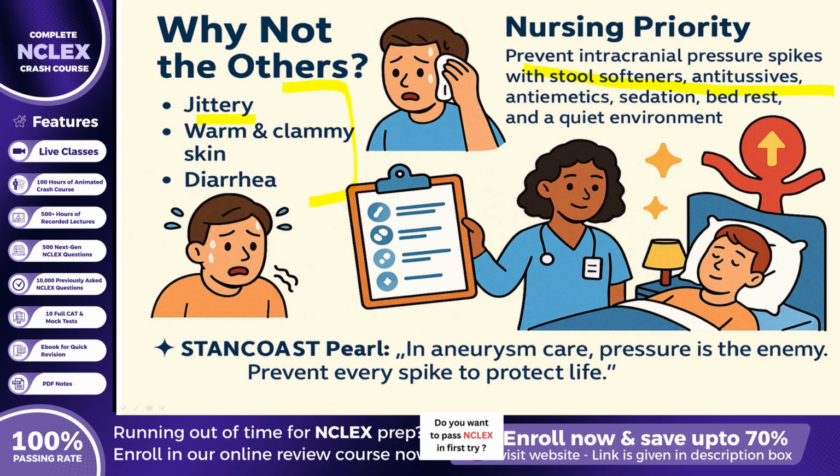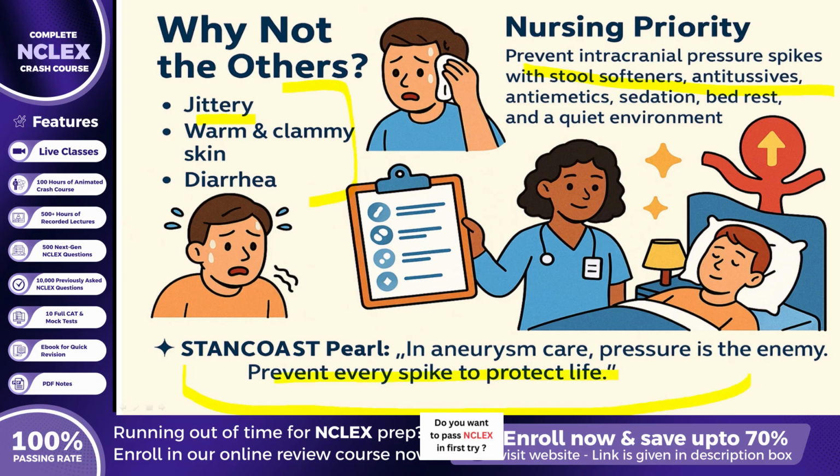In clients with cerebral aneurysms, prevention of rupture is the central nursing goal. This means avoiding all activities that increase intracranial pressure, including coughing, sneezing, vomiting, and straining. Essential nursing measures include administering stool softeners, antitussives, and antiemetics, maintaining strict bed rest, providing sedation, and ensuring a quiet, stress-free environment. Clinical pearl. In aneurysm care, pressure is the enemy. Prevent every possible spike in intracranial pressure to protect life.